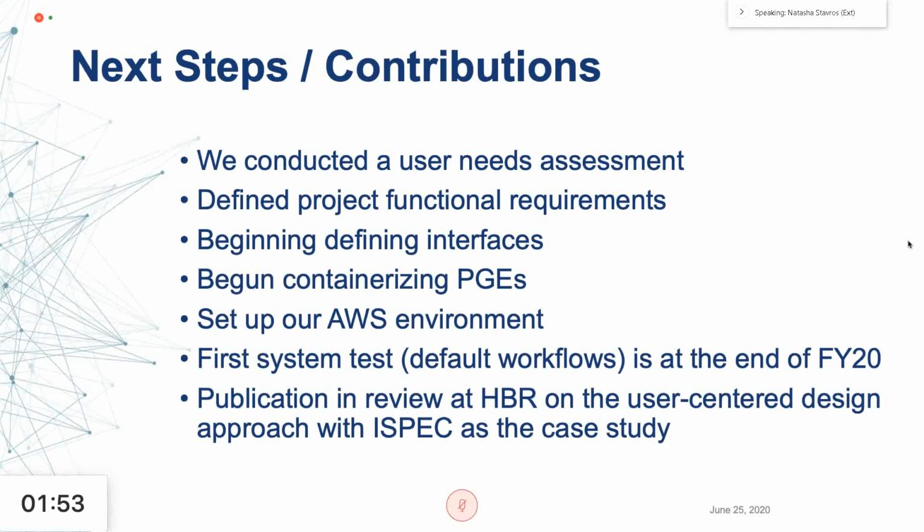So our next steps: where we're at right now, we started in January, we conducted a user needs assessment, and we really used that to define our project functional requirements. We're beginning to define the interfaces and containerize our PGEs. We've set up our Amazon environment, and our first system test with default workflows is scheduled for the end of this fiscal year. And we also have a publication that is in review right now at Harvard Business Review for the particular approach of user-centered design around software engineering requirements.